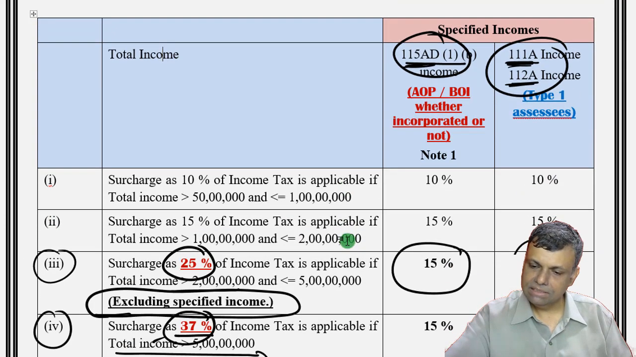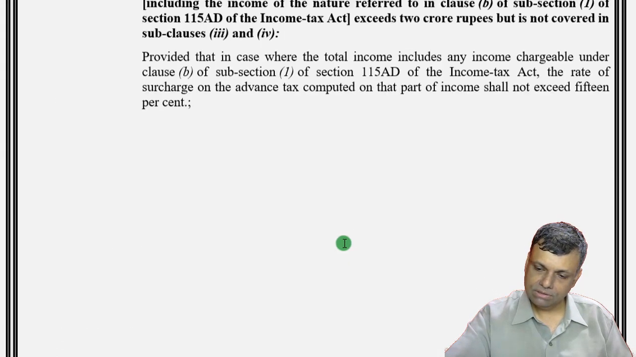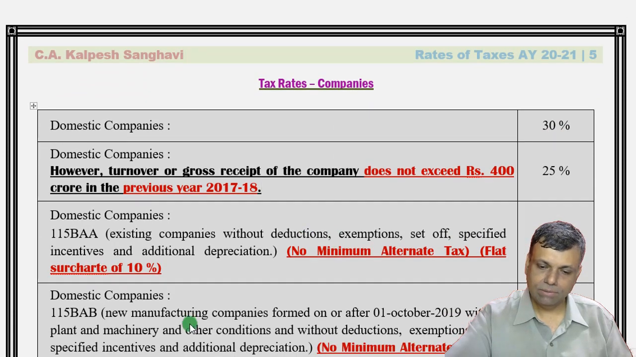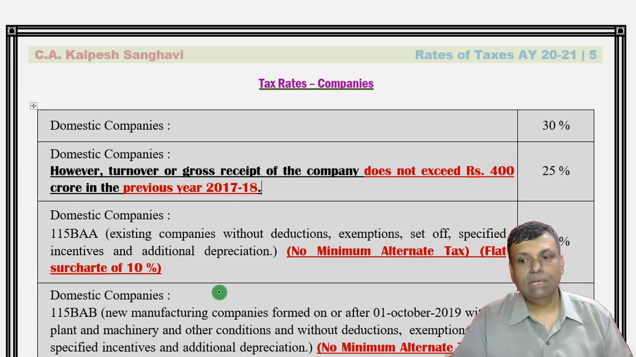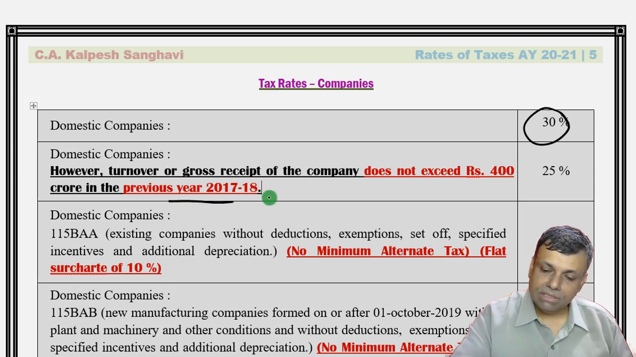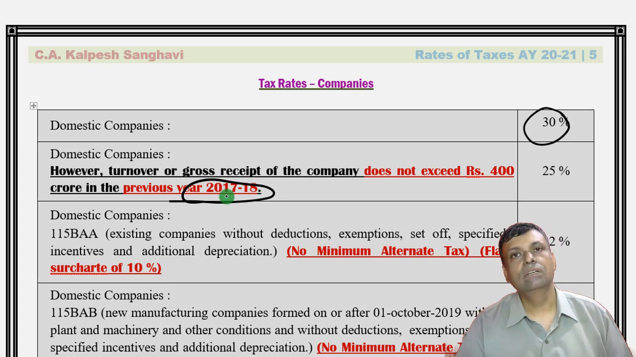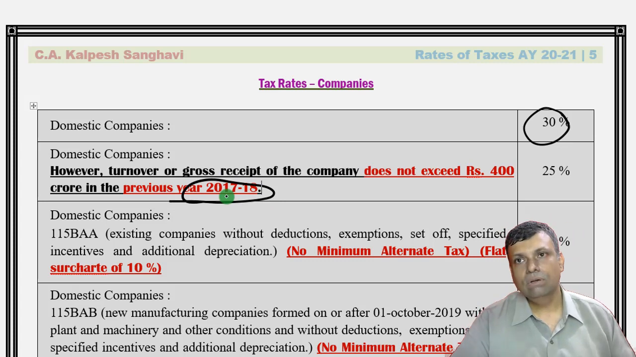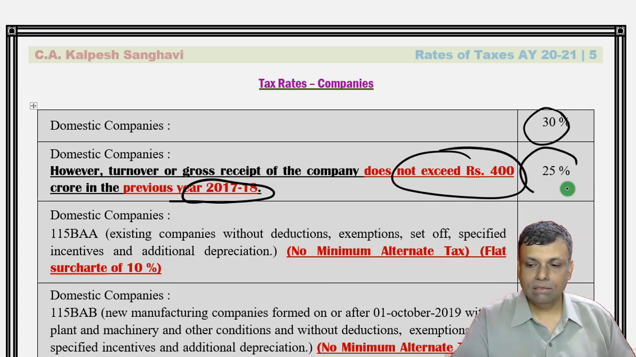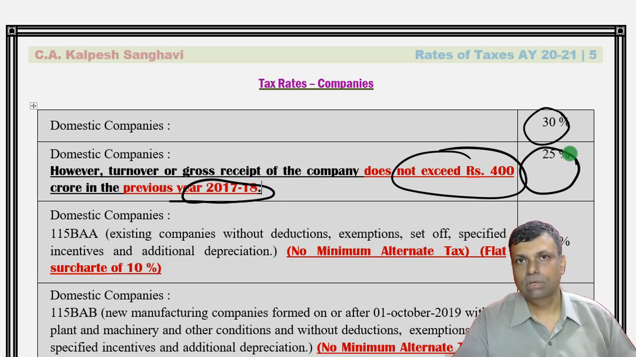Now the corporate tax rate also has a significant change. This is your corporate tax rate. See, the normal corporate tax rate is 30%. However, if in the previous year 17-18, which I normally call the year to year before, your turnover does not exceed 400 crore rupees, then the tax rate has been reduced to 25%. So this is for the mid-size and lower size companies, that way you can say.